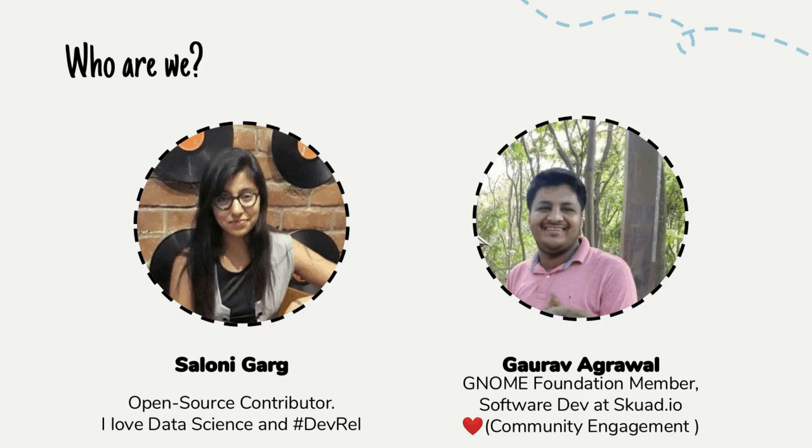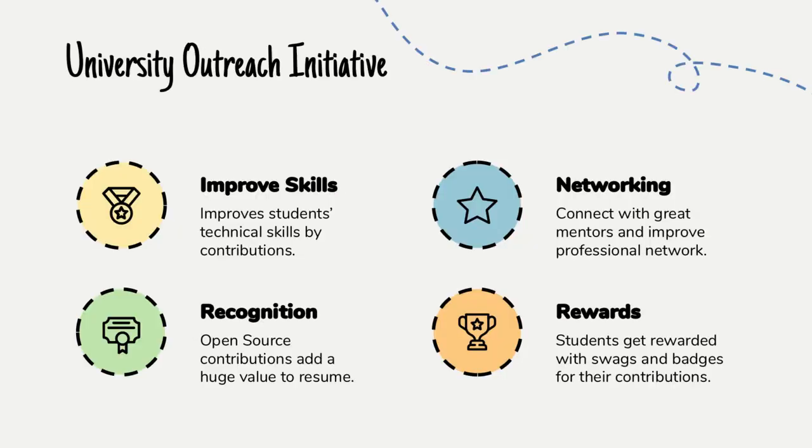We'll discuss all these points one by one. First one is improve skills. So the University Outreach Initiative is a great program for students to improve their technical skills by making contributions to a large code base, which is being used by a lot of companies and organizations across the world. So this way they get a real life experience of contributing to a large code base, which is otherwise difficult to obtain. Next thing is networking.